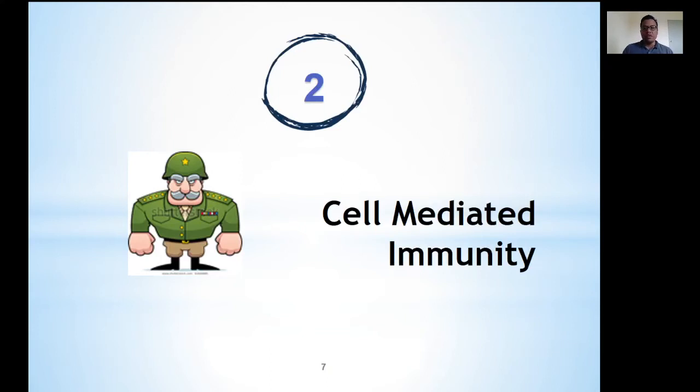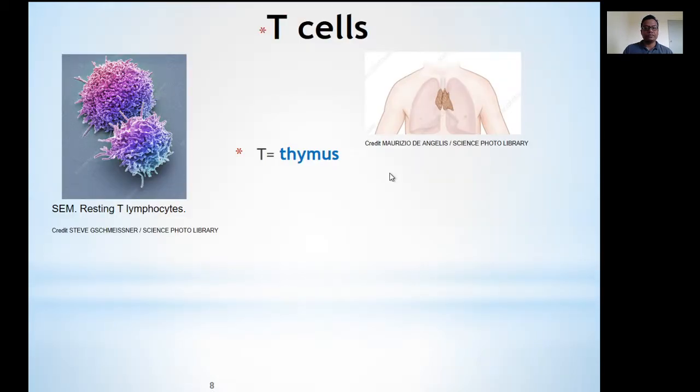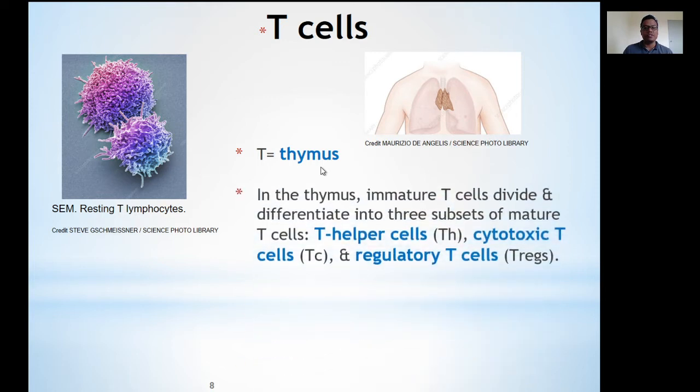For the second part of our lecture, the cell-mediated immunity. CMI, or cell-mediated immunity, consists of T cells. T comes from the word thymus, where the lymphocytes from bone marrow migrate to the thymus to become immunocompetent. So the T comes from thymus.